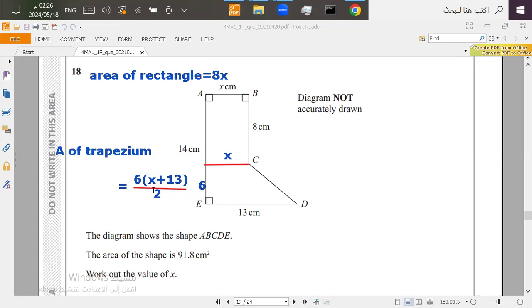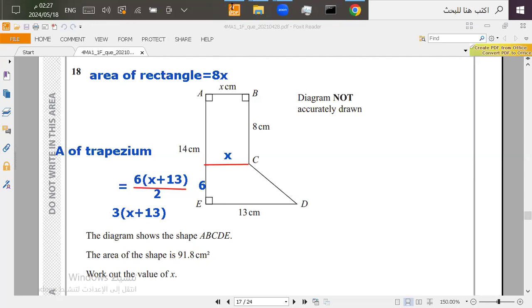Now, let's make them as an equation. First, let's simplify this. By simplifying, 6 divided by 2 is going to be 3. So the total will be like this: 3 multiplied by x plus 13. This is the area of the trapezium. And where did the 3 come from? By dividing 6 by 2. So we have 3 bracket x plus 13.